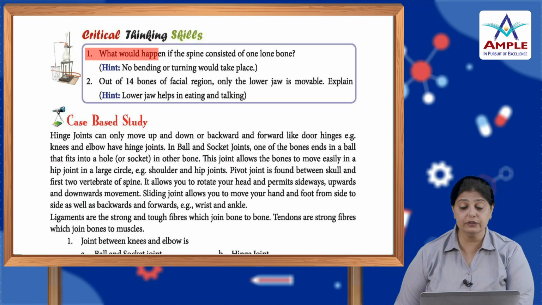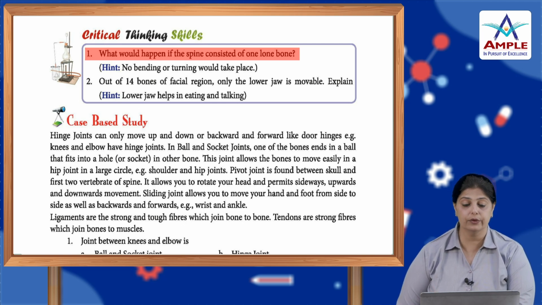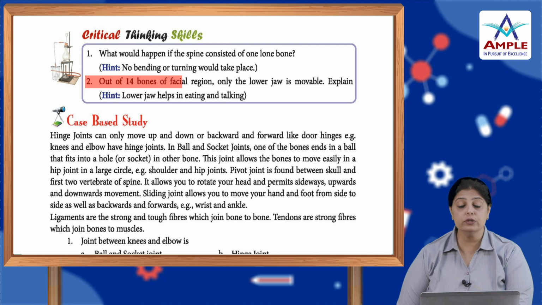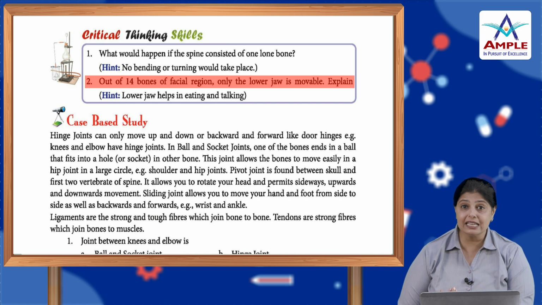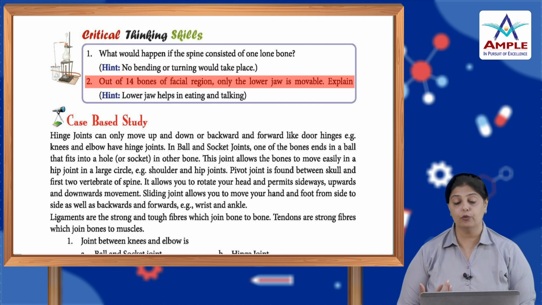What would happen if the spine consisted of only one lone bone? Okay. If that was the case, then we wouldn't have been able to bend or turn. Okay. Out of 14 bones of the facial region, only the lower jaw is movable. Explain. Lower jaw helps us in eating and in talking as well. So, that is the only joint that is movable.